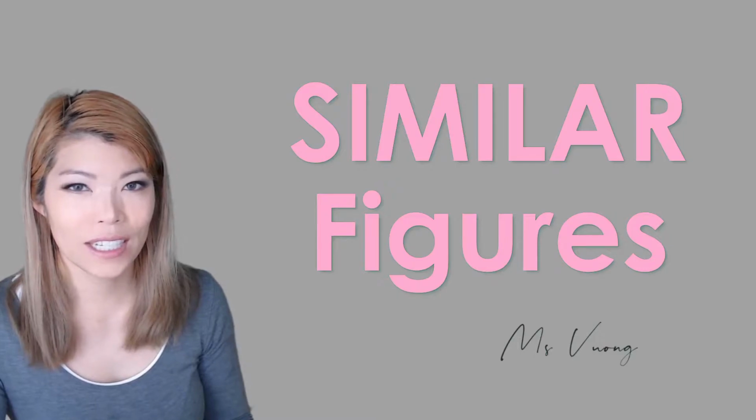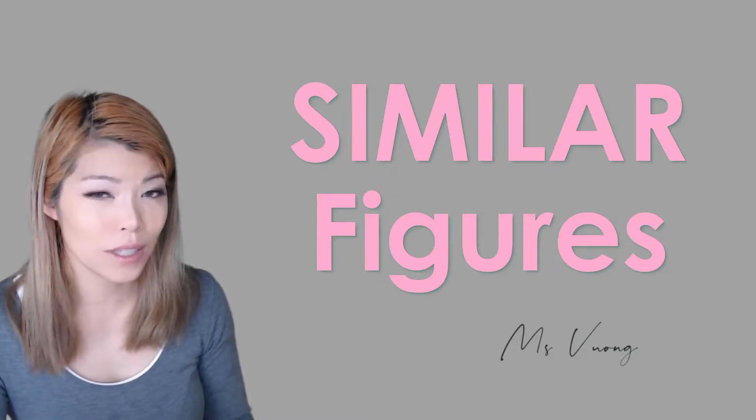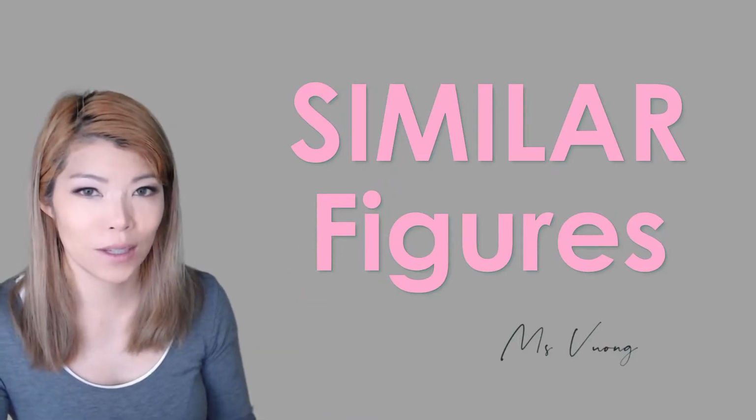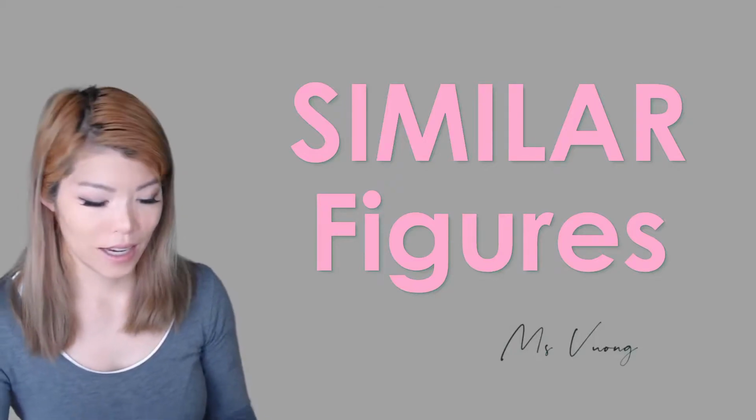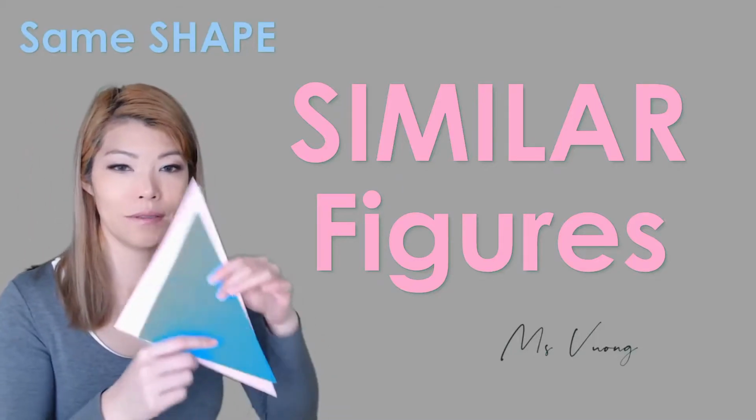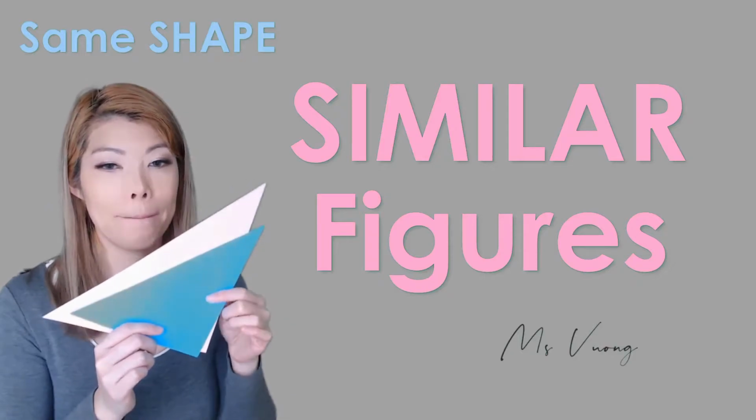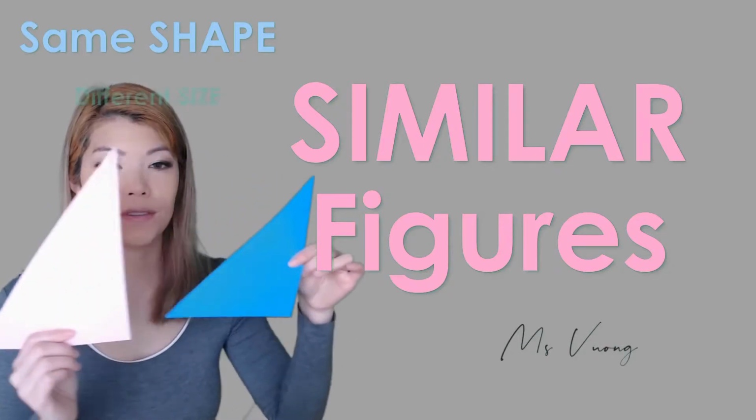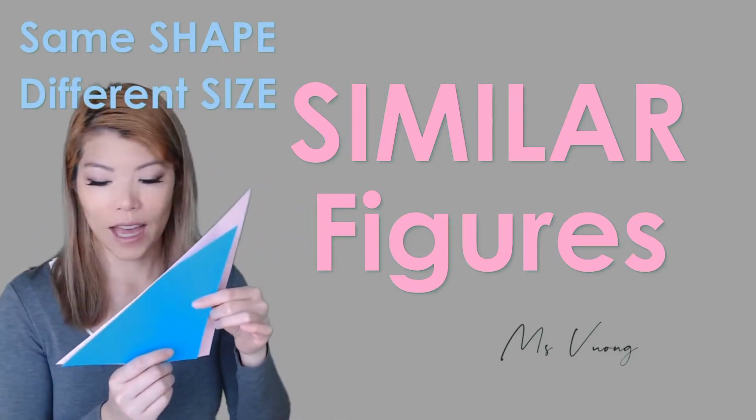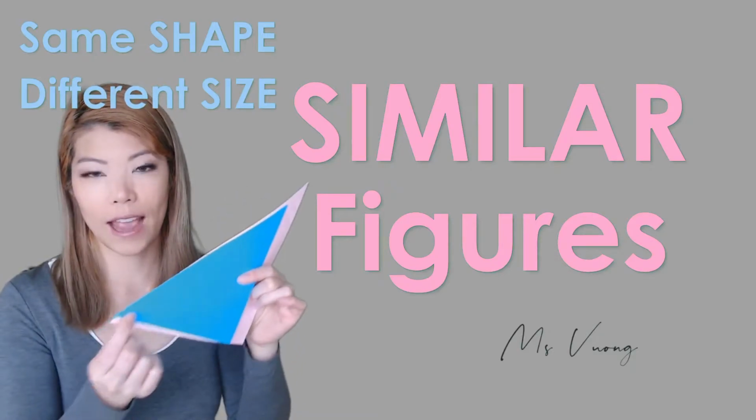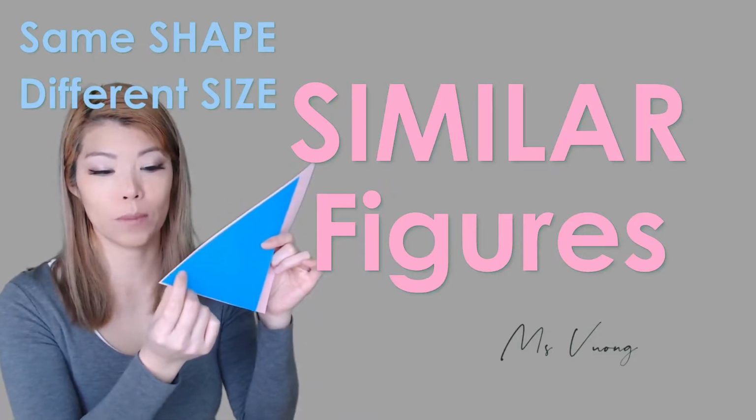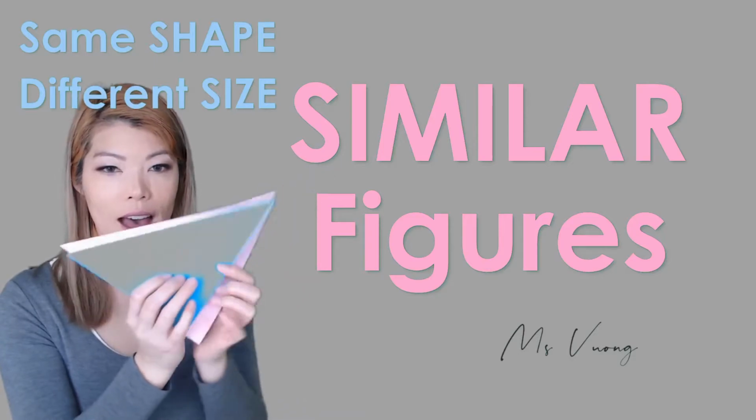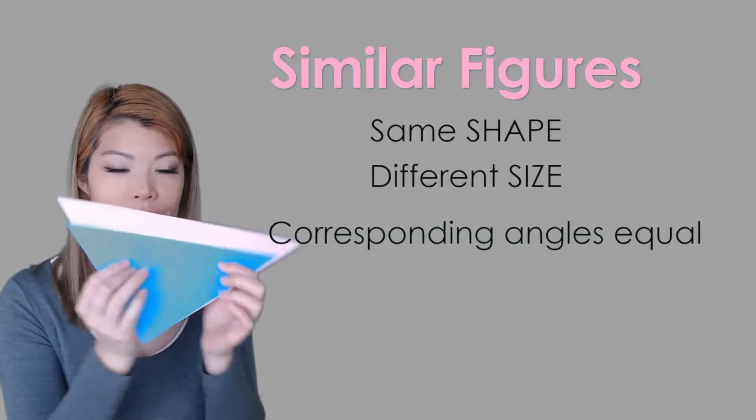Today we're going to continue with similar figures. If you've forgotten the difference between similar and congruent, then click on the link and it'll take you to my previous video. Now we remember from last time that similar figures have the same shape, but they are different in size.